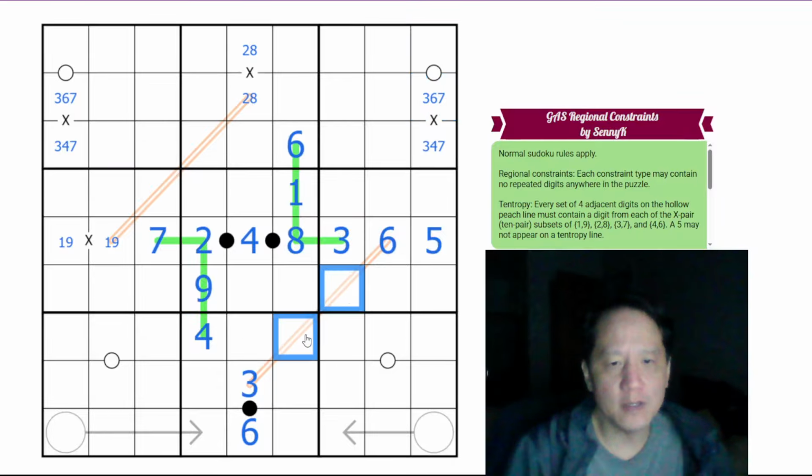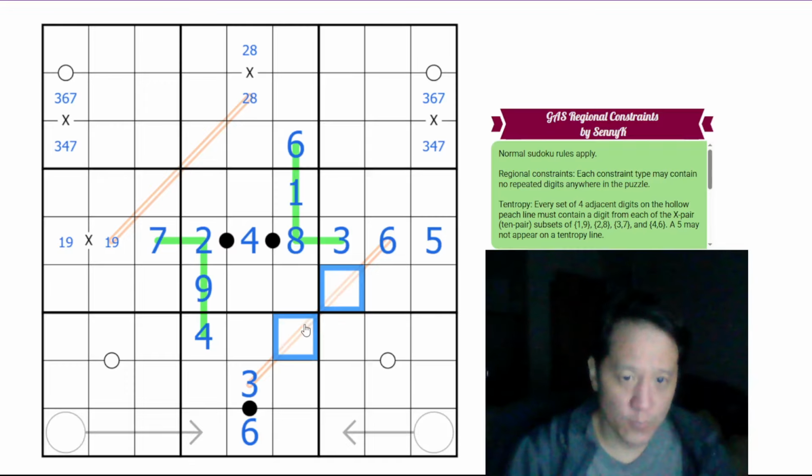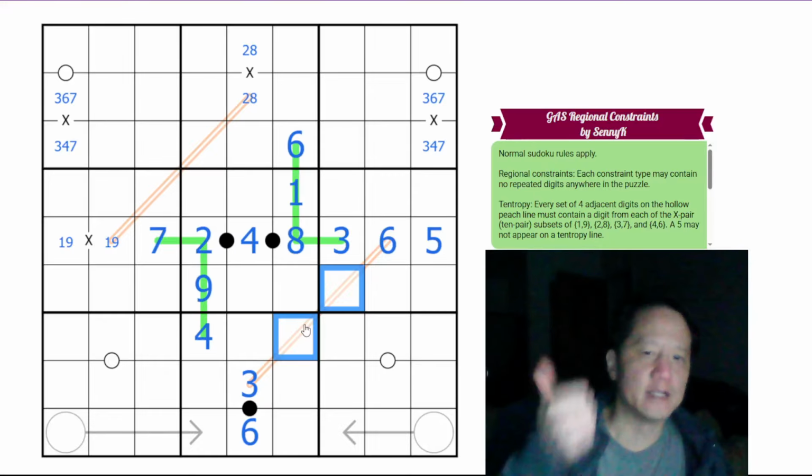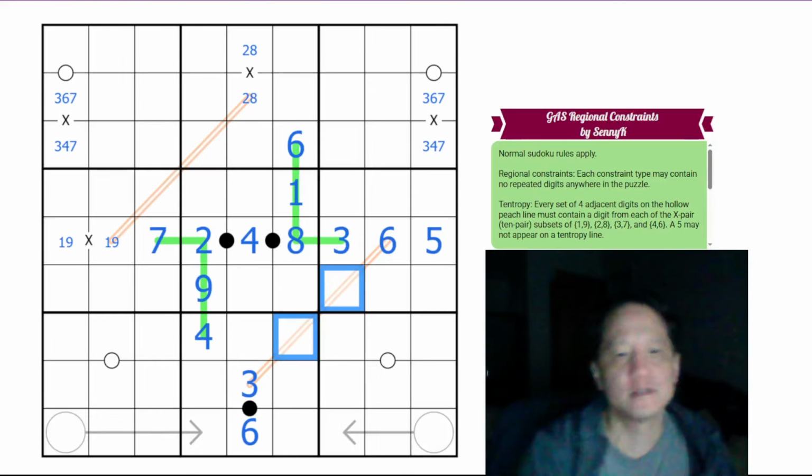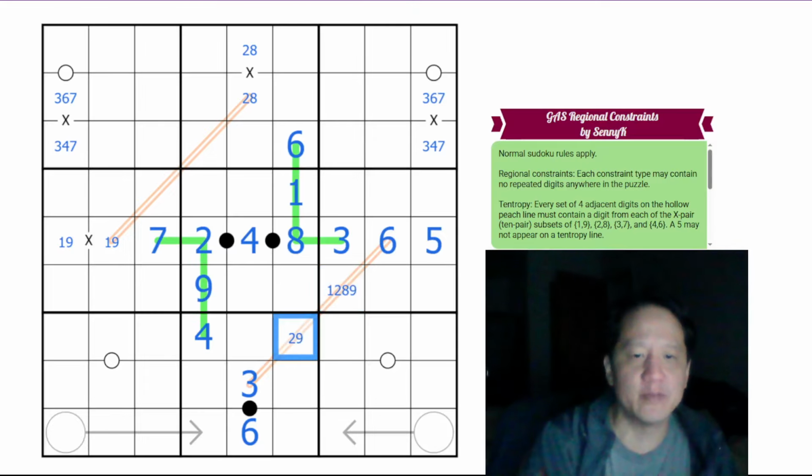These must be... so one of these is in the 1-9 set, and one of these is in the 2-8 set. So this is 1, 2, 8, 9. This cannot be 1 or 8, so this is 2 or 9. This cannot be 9 here, so this could be 1, 2, or 8.